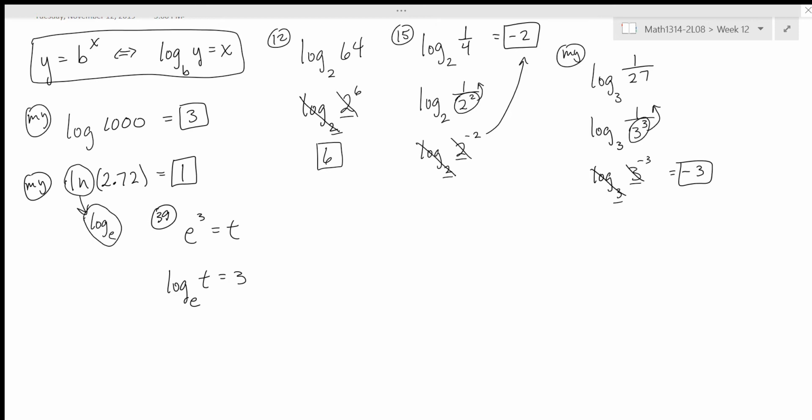So, to convert from exponential to log using a poem, the poem goes, bring the base down, switch the other two around. Are you going to write it down? Bring the base down, switch the other two around.